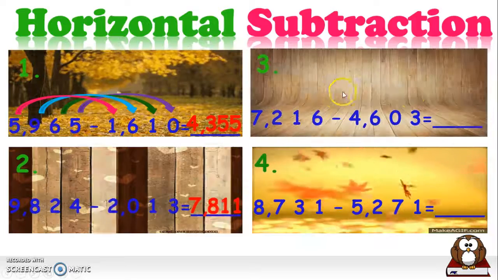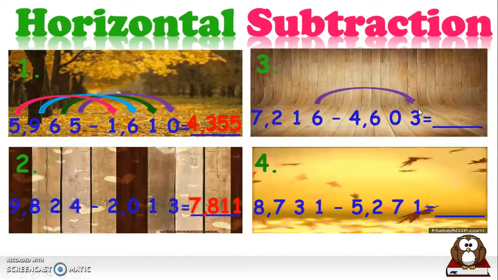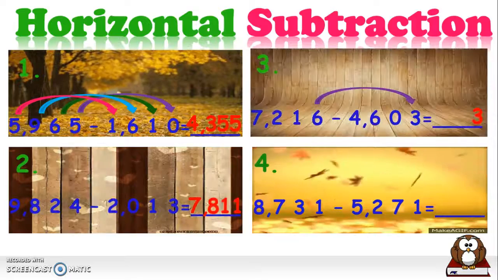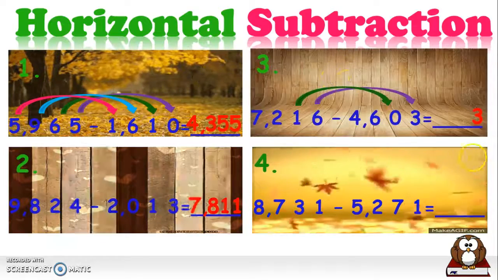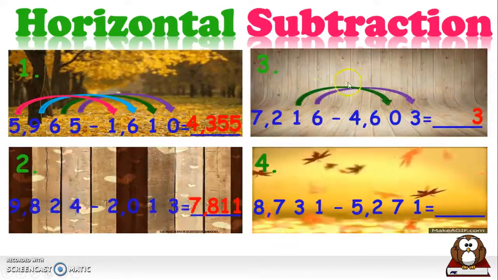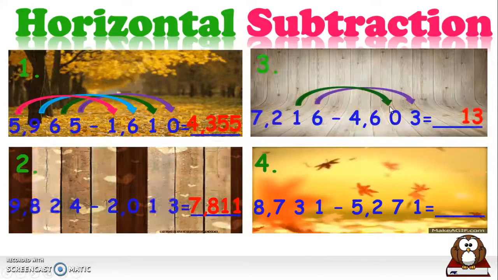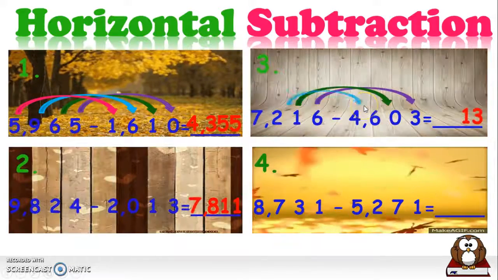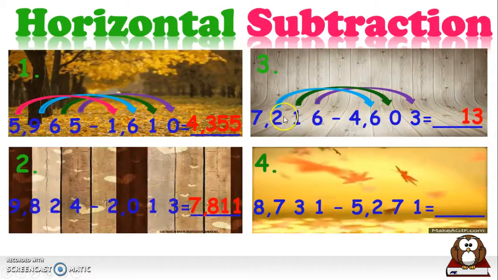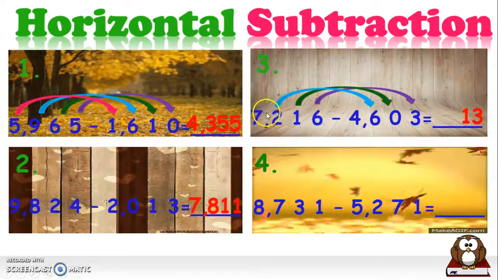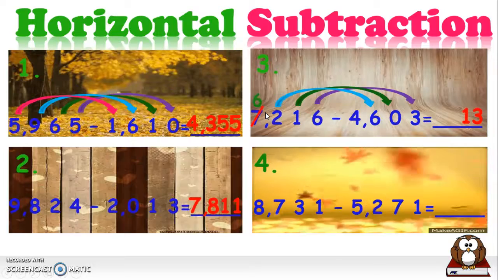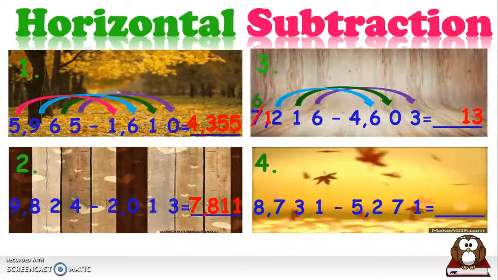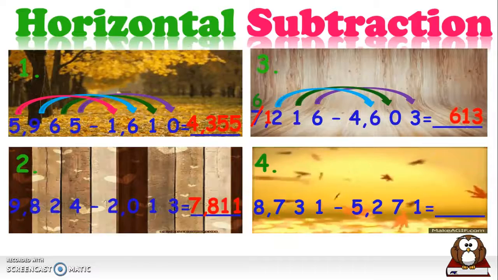Again, from left to right. Ones minus ones, 6 minus 3 equals 3. Again, from left to right, tens place this time. 1 minus 0 equals 1. For hundreds place, doing it from left to right, we have 2 minus 6. But 2 is smaller than 6. So what we need to do is to borrow 1 from 7. It is now 6, and 2 becomes 12. 12 minus 6 equals 6.